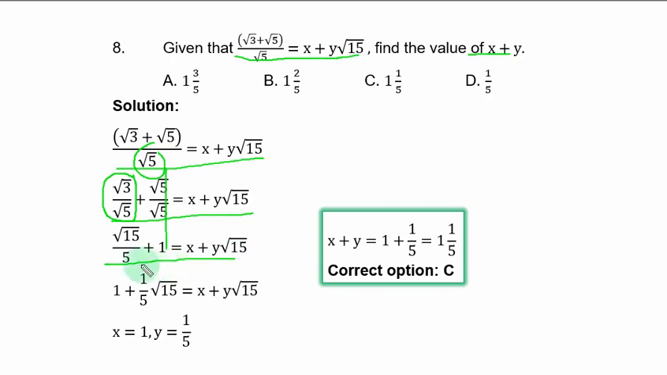The left hand side can be written in this form to correspond with this. So by comparison, s is equal to 1, the term without roots, and y, the coefficient of root 15, is 1 over 5. Therefore, s plus y is equal to 1 plus 1 over 5, and that is one whole number, 1 over 5. C is the correct option.